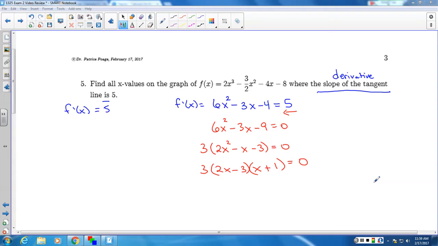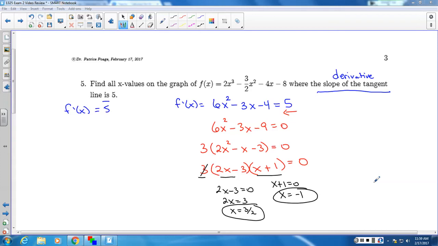And so I have this product equal to 0. We know 3 doesn't equal 0. 2x minus 3 equals 0 means 2x equals 3, so x would equal 3/2. And here, x plus 1 equals 0 means x equals -1. So there's 2 places where the derivative equals 5.